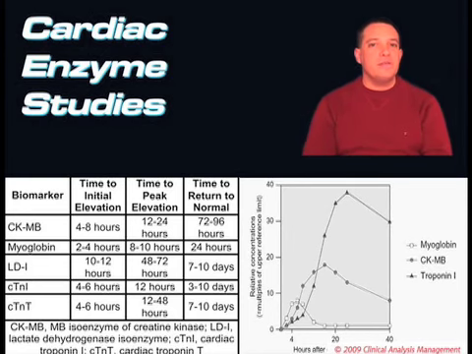Myoglobin is actually the very first enzyme to go up. It goes up the quickest, usually within the first hour. But most institutions don't even look at the myoglobin anymore, and there's a reason why. Remember that myoglobin is just like hemoglobin, but it's inside a muscle. It does the same thing that hemoglobin does. It stores oxygen. It's got the same purpose in life that hemoglobin does. It's just in muscle instead of in the blood.